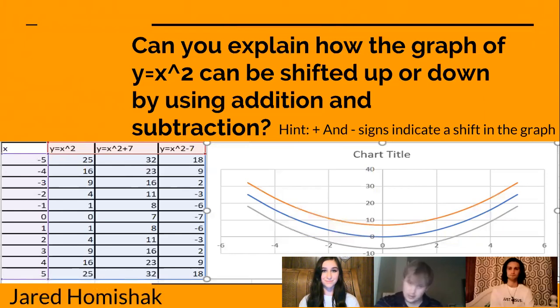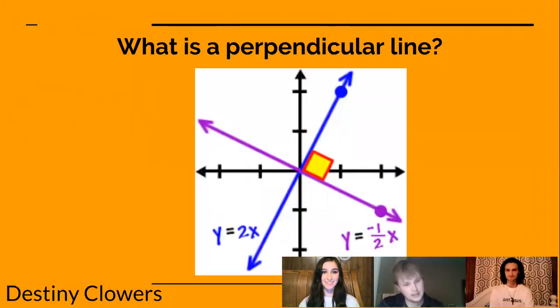So the key to remember, I have it labeled here in the hint, your plus and minus signs indicate a shift in the graph, with plus representing addition moving up on the y-axis and subtraction moving down on the y-axis. Good question. Back over to Destiny.